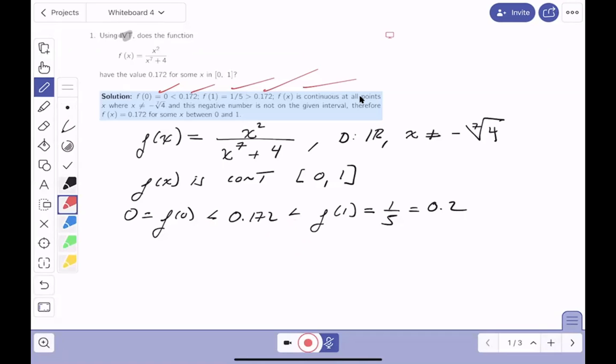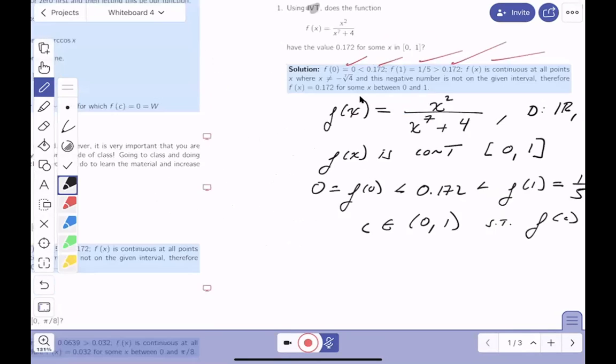So I know there's a C. Let me write that down for you. So I know there's a C on the open interval between 0 and 1, such that f of C would equal 0.172. They're not asking me to solve it though, all right? They're not asking that. All right, let's go to number 2. That one's done. It wasn't so bad.